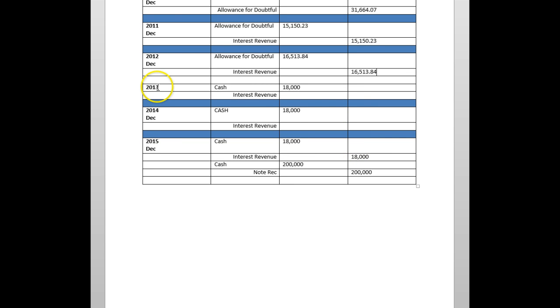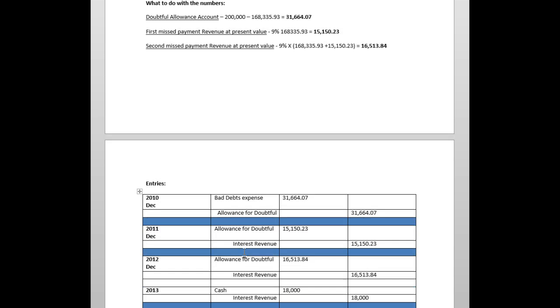Now along comes year 2013. We're back on track again. They're paying the $18,000, and you're putting in the interest revenue. So 2013 goes great. 2014, you have the same entry. And finally, in 2015, you're getting the money. Here's the cash, here's the interest revenue, here's the cash, and then you're writing off the note. I know it's very confusing. Just kind of look at this.